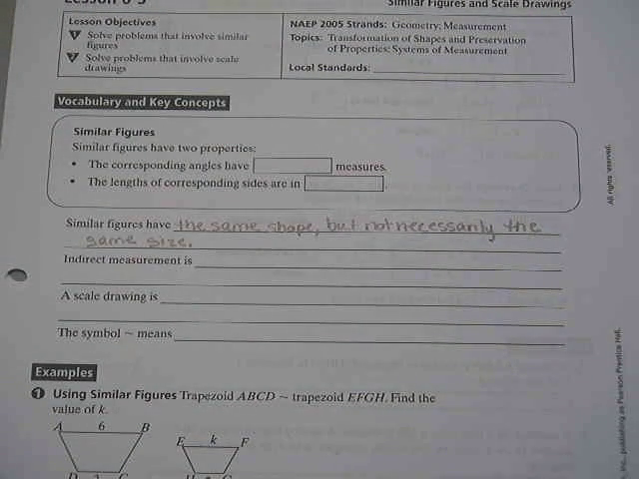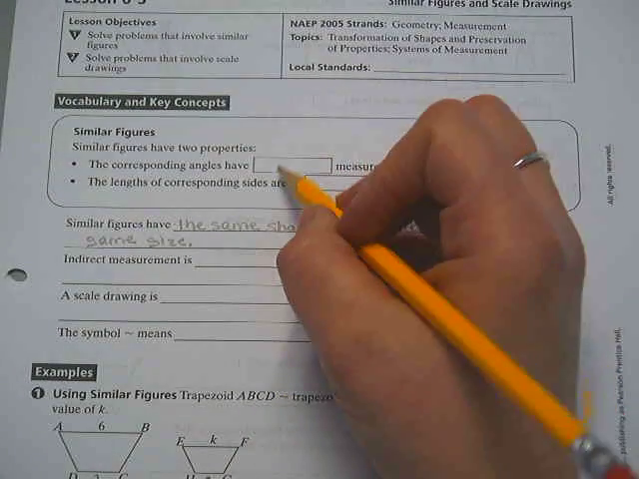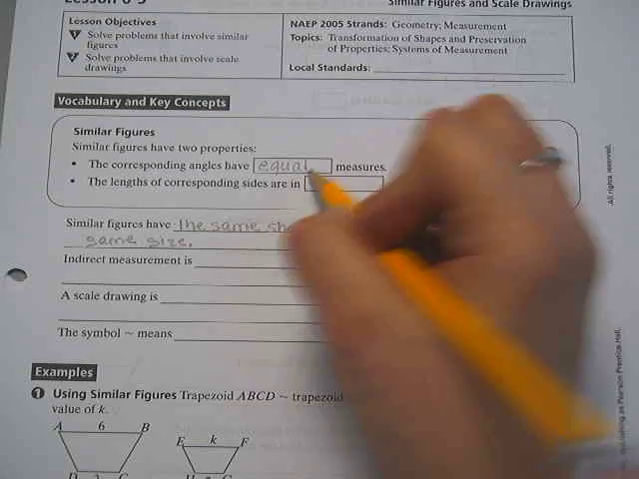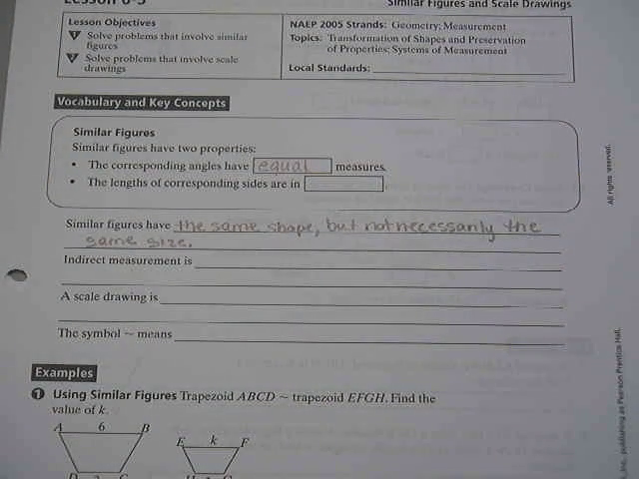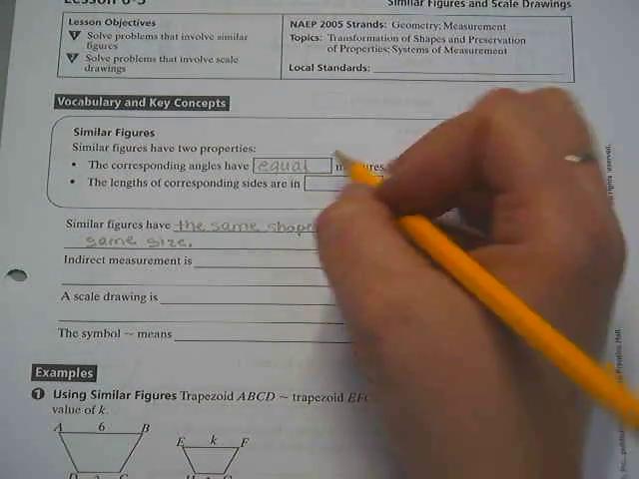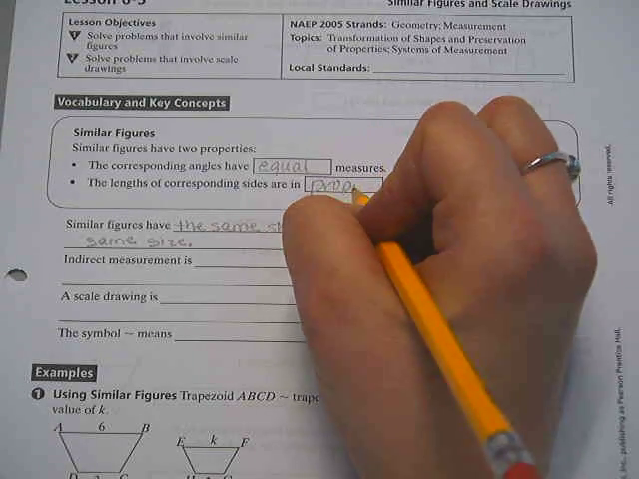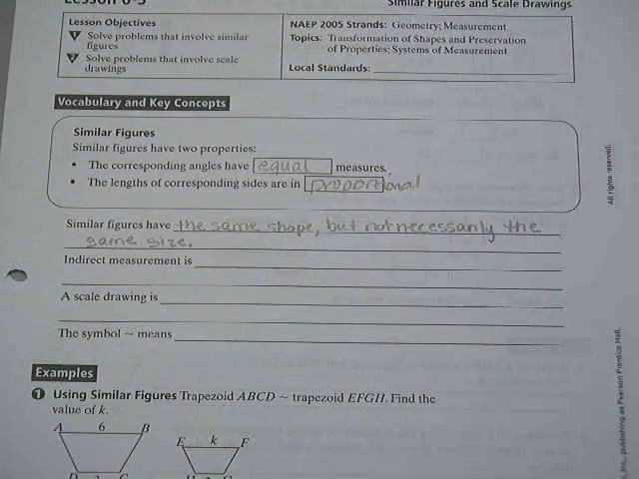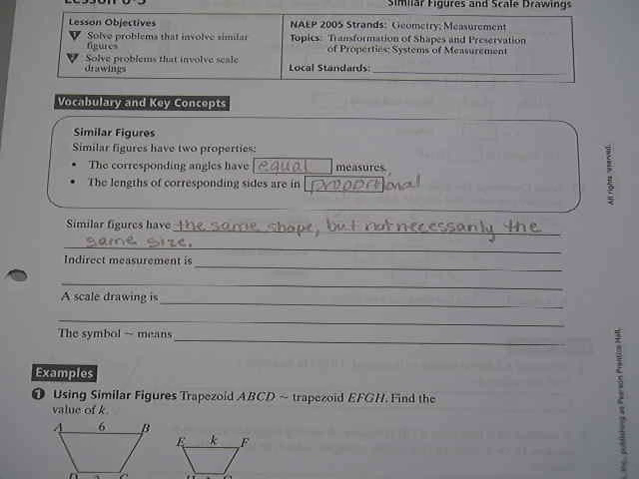Now, similar figures, back to our note sheets, similar figures have corresponding angles that have equal measure. And then the lengths of their sides, folks, are proportional. So they're equal and proportional. Angles have to be equal, the sides are proportional. Is it P-O-R? Pro and then P-O-R. Yep. Pro-por.